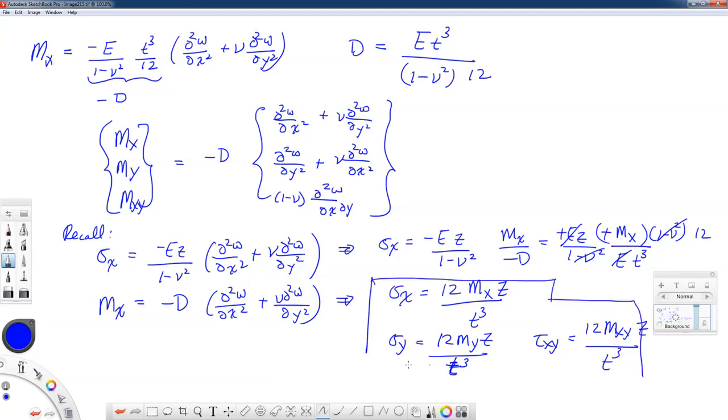Alright, I think that's enough for this one. What we're going to look at next is an application of equilibrium equations with these different stress values. And I think after that we'll be able to get into the governing flexion equation of a plate.